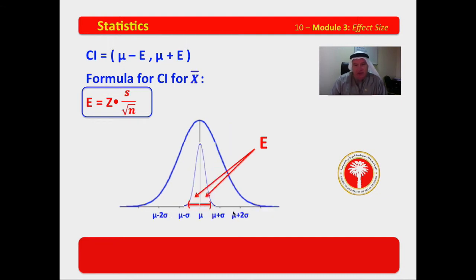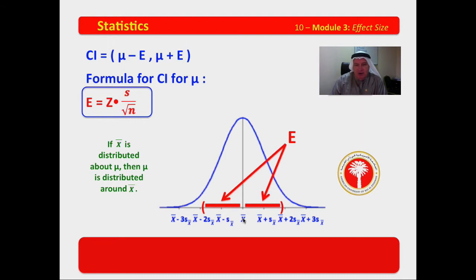Now, if X bar is normally distributed around mu, then it follows that mu is distributed around X bar. Let's go back and think about that just a moment. Most of the time, we will never know mu. So if we don't know mu, it would be impossible to draw the distribution of all the x bars around mu. But if we do know x bar, then we can calculate around x bar a confidence interval using x bar plus E and x bar minus E, where E is equal to the z-score times s over the square root of n. We can calculate this confidence interval around x bar to have a given certainty that mu will be in this interval.